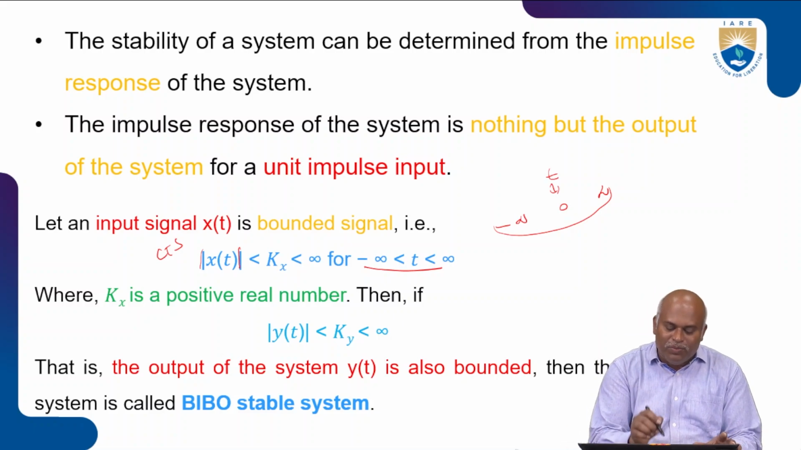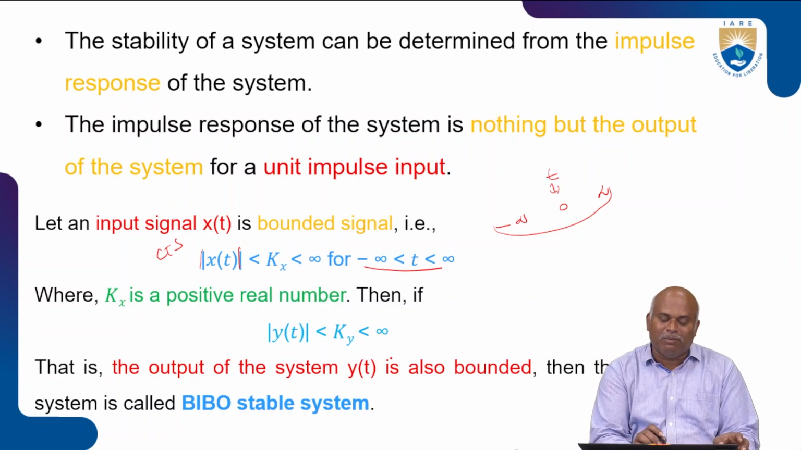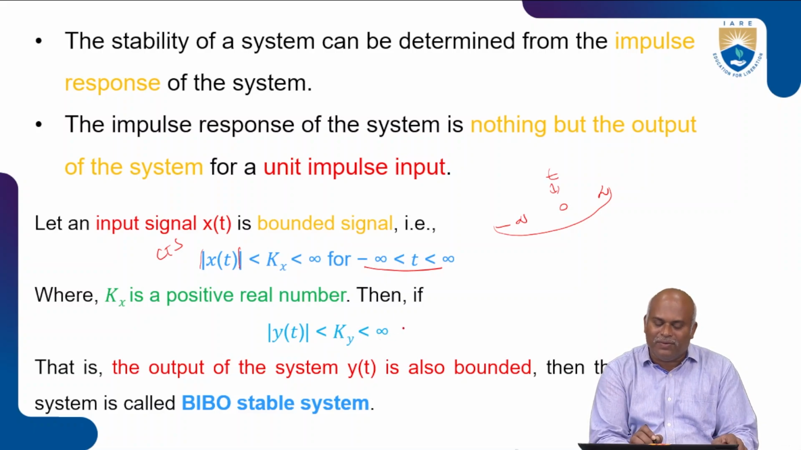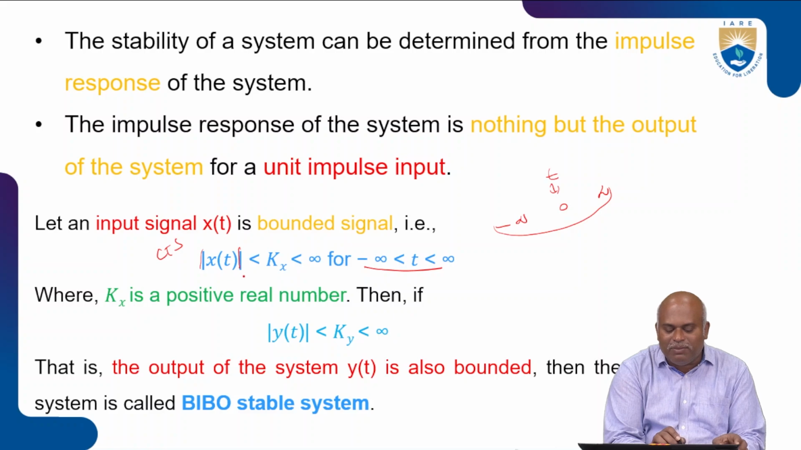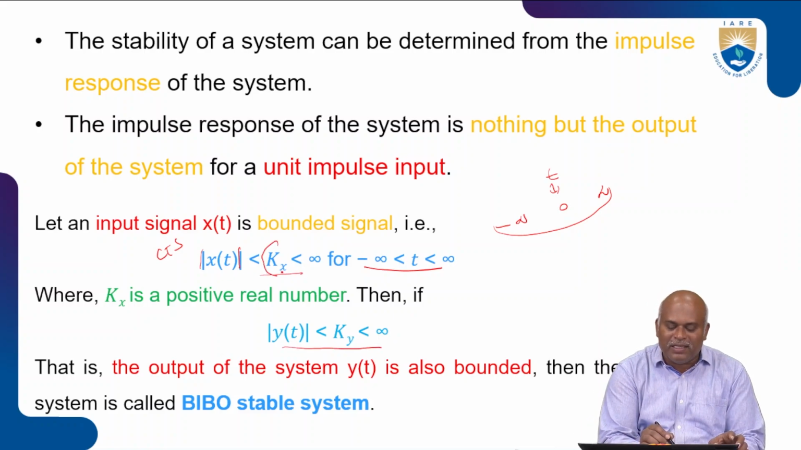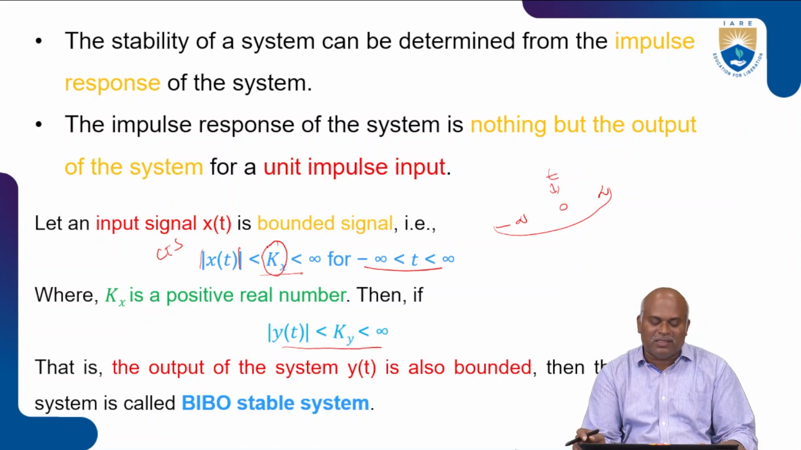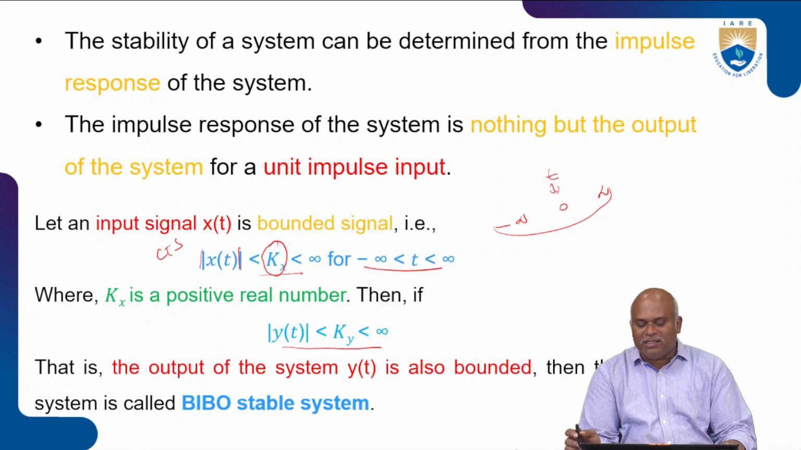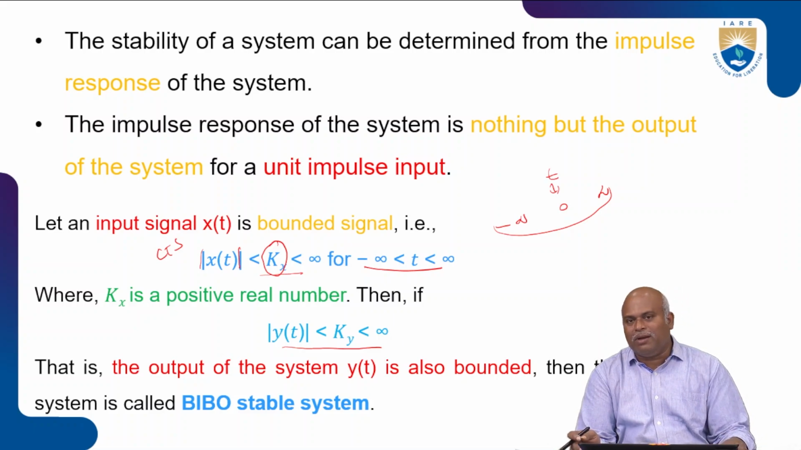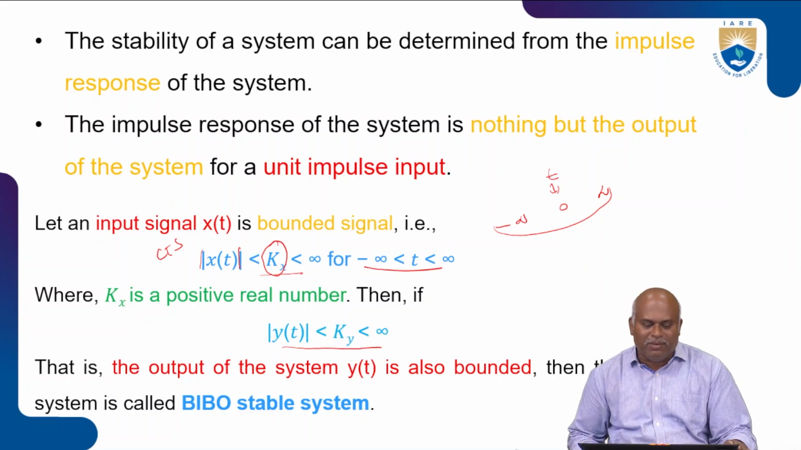Then the output also produces the same kind of result: mod of y of t is less than k of y, which is less than infinity. This is a bounded input, and this is a bounded output. The k is a positive constant real number, not imaginary. That is, the output of the system y of t is also bounded. Then the system is called BIBO stable, bounded input, bounded output stable.